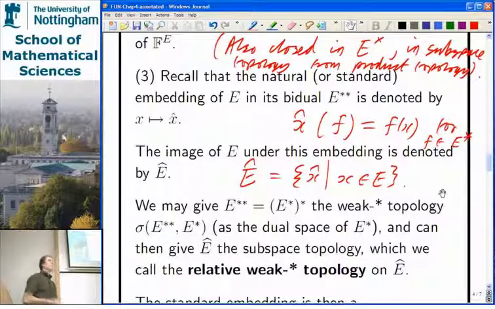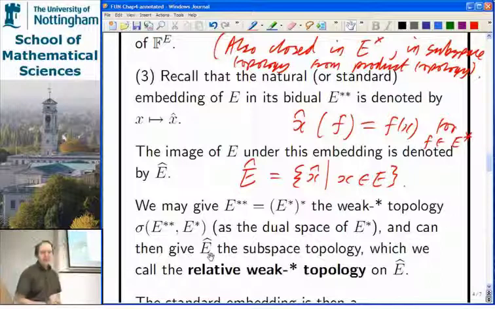And now, the bidual, E star star, can be given the weak star topology because it's the dual of E star. So to make it absolutely clear, the elements of E star can be used to give you a topology on E star star, just as before, just as this is the weak star topology, but we're dealing with the dual of the dual space. So that's fine.